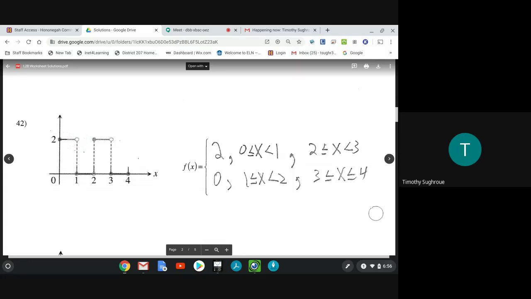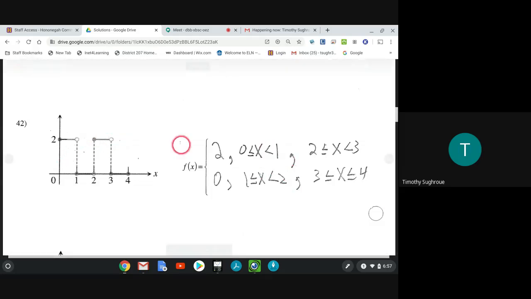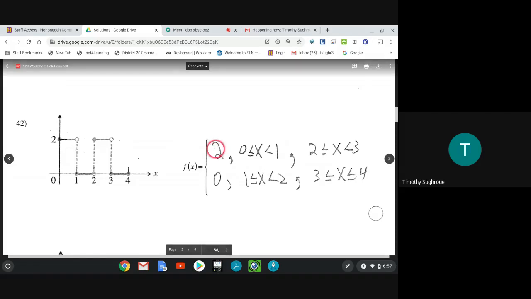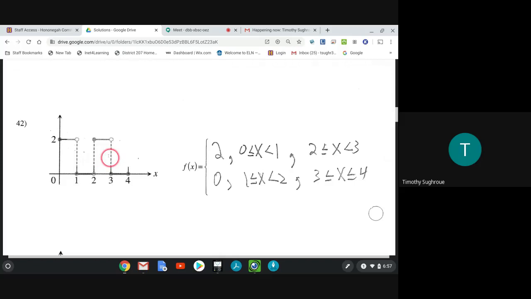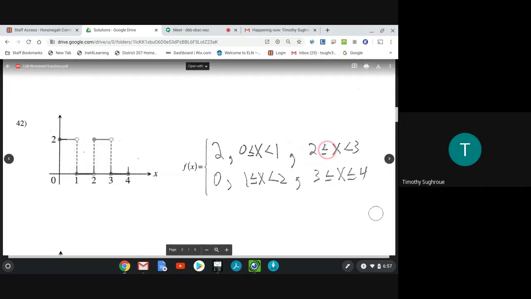I can also, if it's the same function in 2 different spots, I don't have to list it twice. It's okay if you do. I can just say comma and list the other piece that has that same output. So it's also 2 from x equals 2 to x equals 3. Notice included here, not included here because of that open circle.